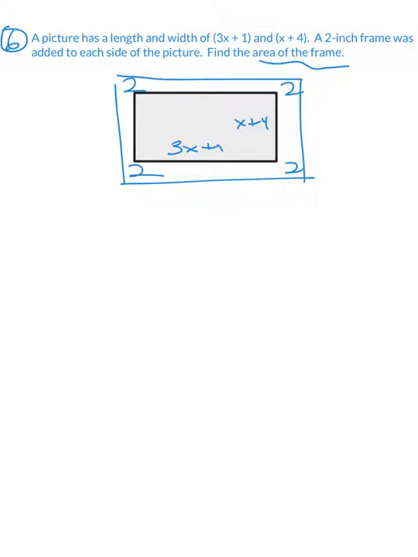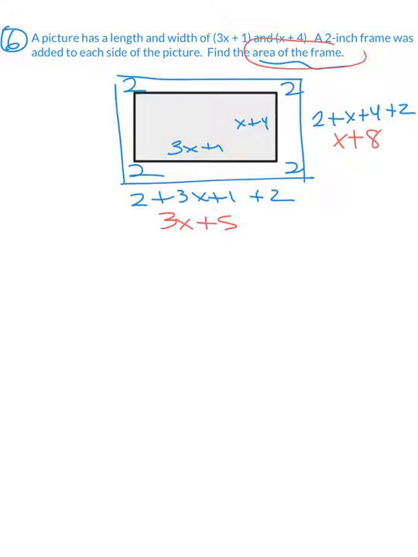So when I'm finding my new length, I have 2 plus 3x plus 1 plus 2. When I combine my terms, I have 3x plus 5. I'll do the same thing with width, so I have 2 plus x plus 4 plus 2. When I combine my like terms, I have x plus 8. So now I'm looking for the area of the frame. So the first thing I have to do is find the total area. So that'll be 3x plus 5 times x plus 8 because I'm including the picture and the frame.